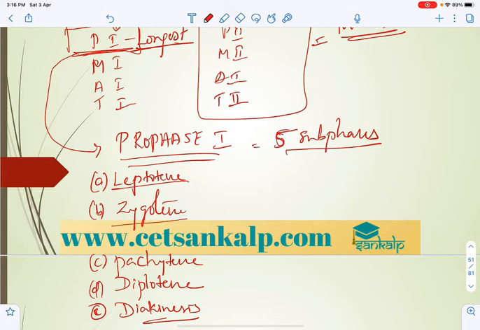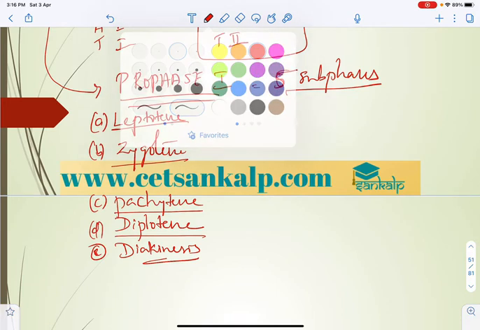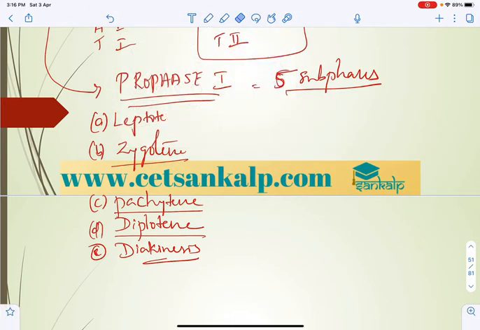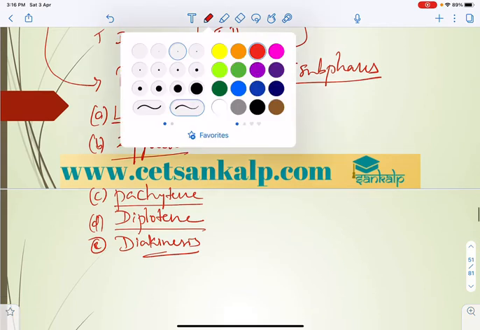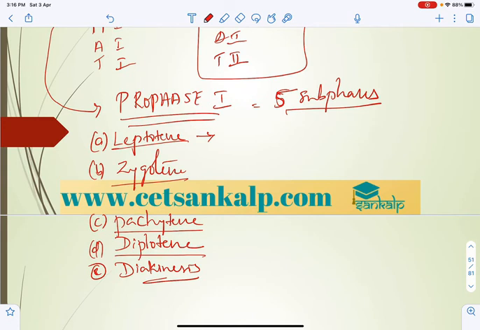So leptotene, zygotene, pachytene, diplotene, diakinesis. What are the characteristic features here? Here we can take the unique feature of all these subphases of prophase 1. This phase will be considered as thin thread.